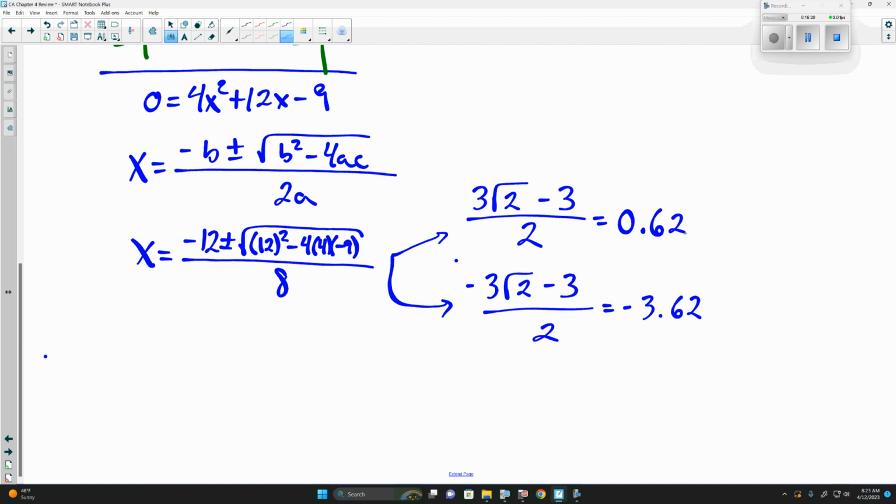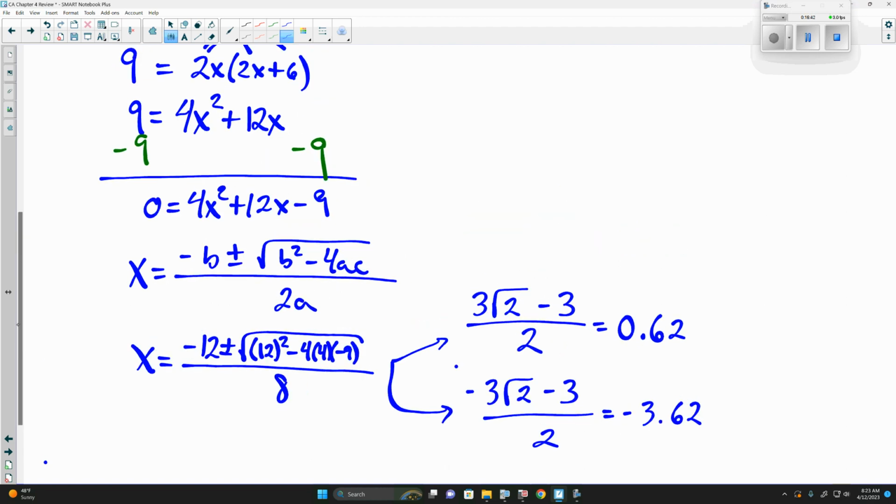Try to make sure that all these work out semi-nice, especially on the test, so you're not spending an extra amount of time, one, trying to factor, and then two, trying to go through the quadratic formula. But questions on this here?